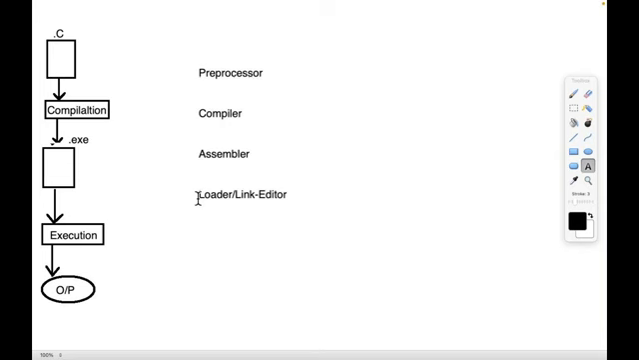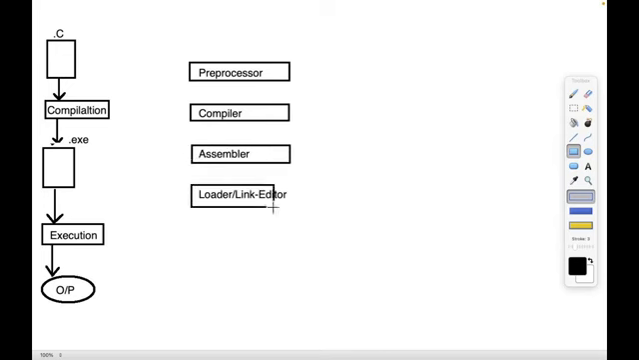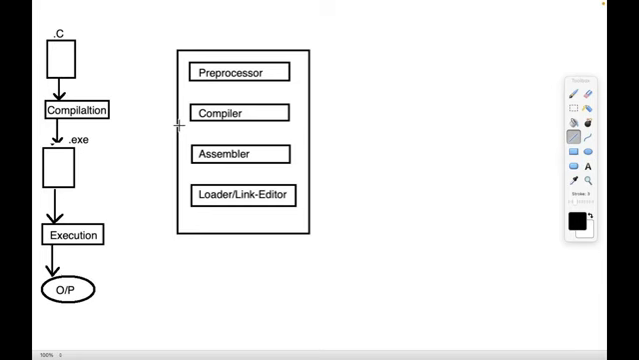Think about it. Compilation is not the work of the compiler alone. The compiler is one part of the compilation. Compilation is the common work of four machines. What are these four machines actually? First one is the preprocessor. Next one is the compiler. After this, the assembler. Then the loader, link editor. These four machines' combined work is nothing but compilation.